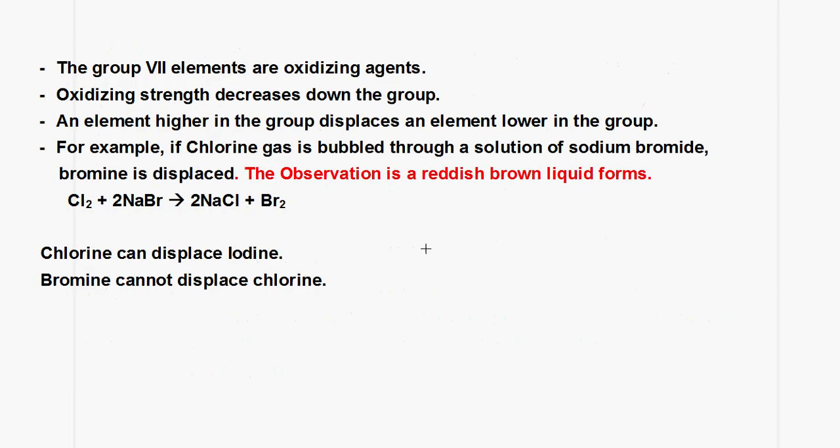Now, group 7 elements are oxidizing agents. Right? The oxidizing strength decreases as you go down the group. Now, when something behaves as an oxidizing agent, it is itself reduced. Right? Now, oxidation is the loss of electrons.